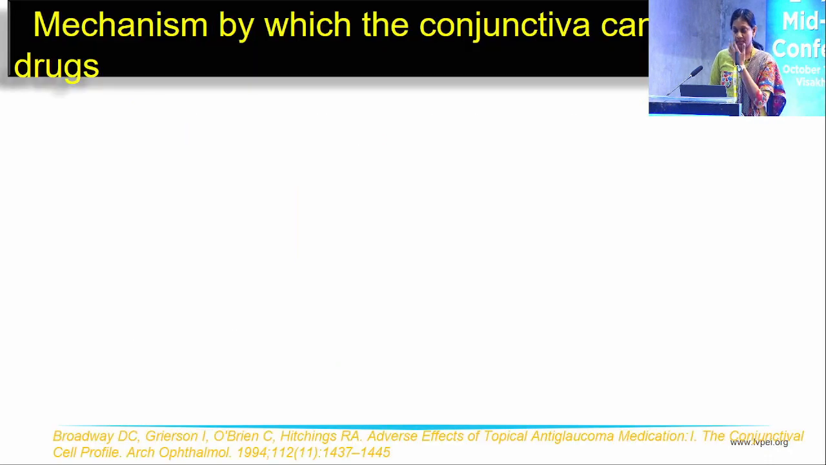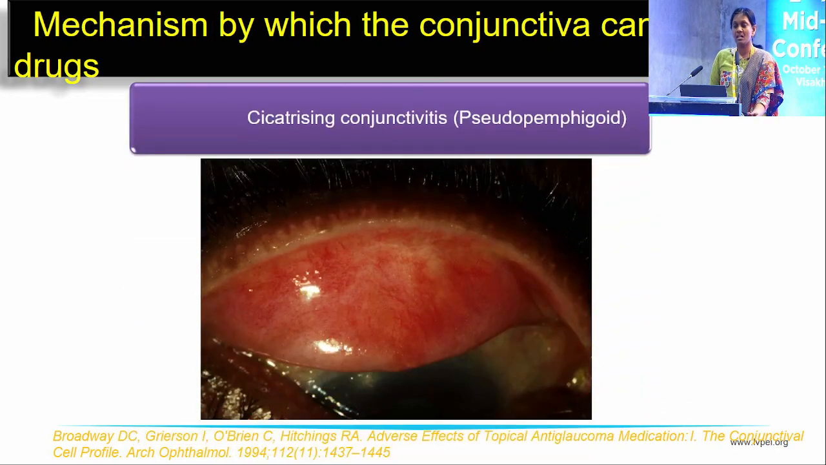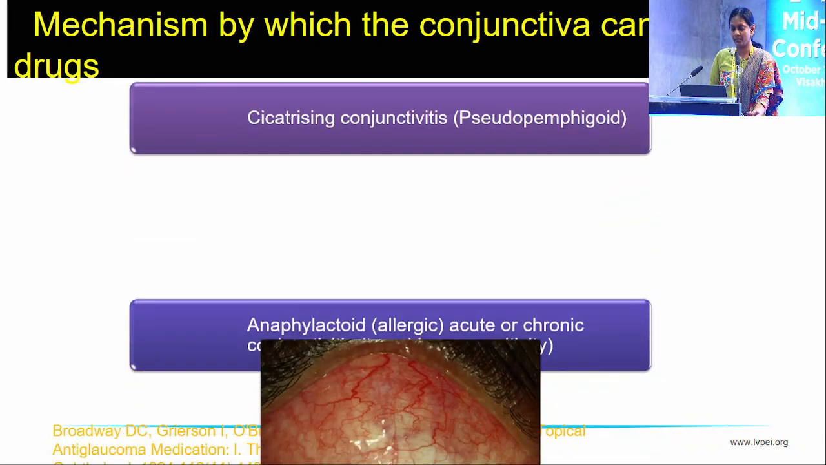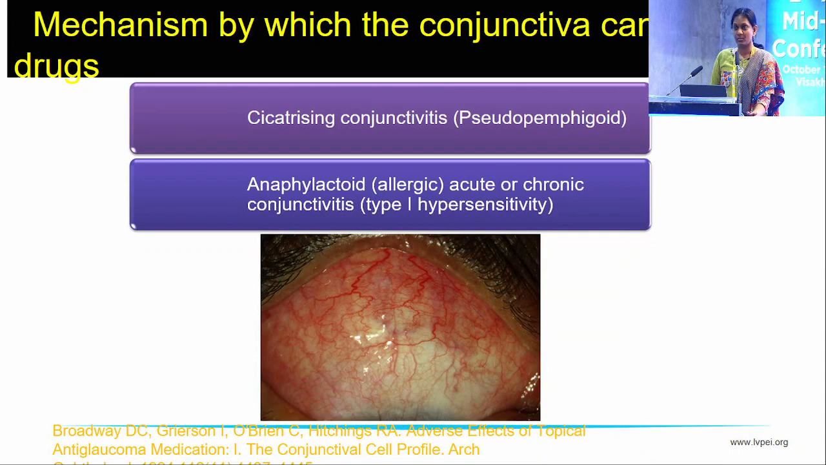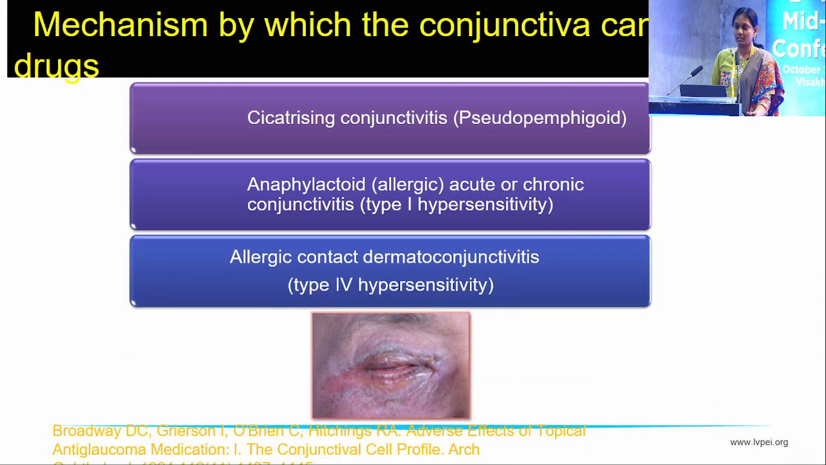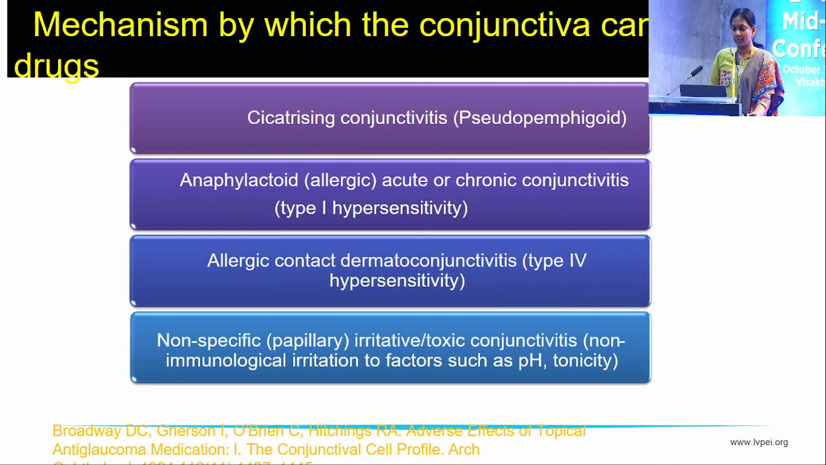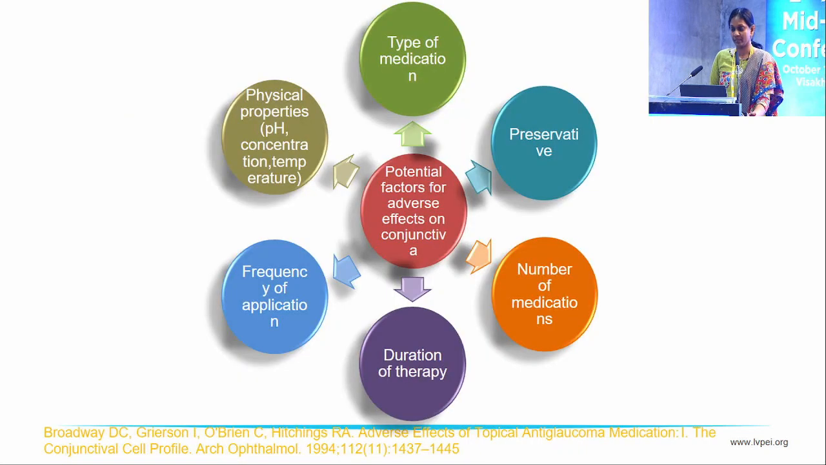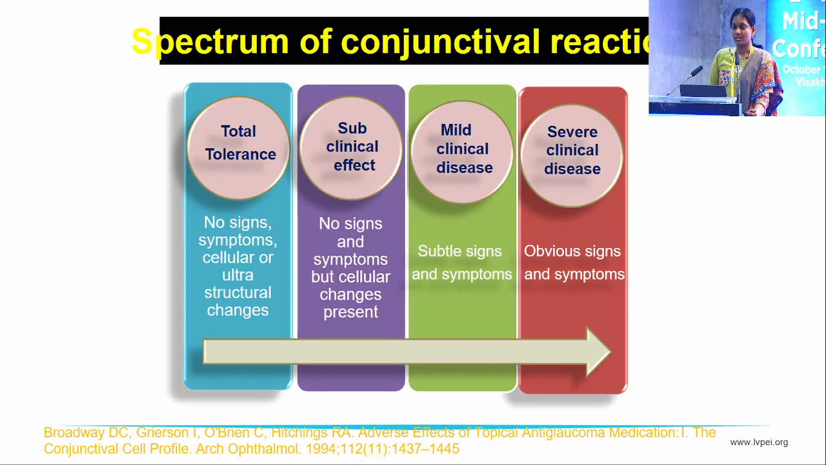The mechanism by which the conjunctiva can react to these medications is that it can form cicatricial conjunctivitis, or an anaphylactic reaction, which is a type 1 hypersensitivity reaction, or an allergic contact dermatoconjunctivitis, which is a type 4 hypersensitivity reaction, or it can form a non-specific irritative or toxic conjunctivitis. The potential factors for these adverse effects on the conjunctiva are the type of medications the patient is using, the preservatives, the number of medications, the duration of therapy, the frequency of use, or the physiological properties of these drugs. The spectrum of this conjunctival reaction can vary from total tolerance to severe clinical disease.